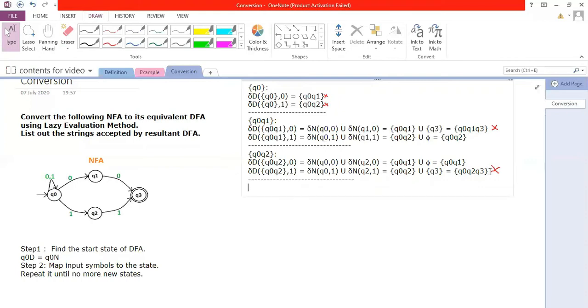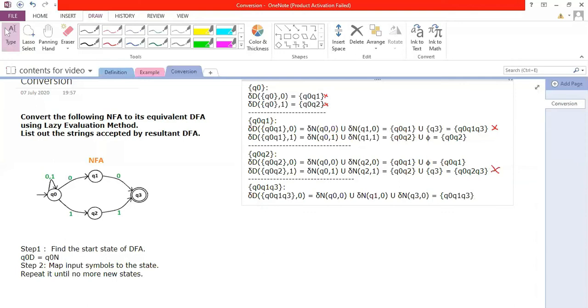Now check the next state. The next state we left out, a new state, would be Q0, Q1, Q3. Now we try to add Q0, Q1, Q3 with 0. So again it is different: Q0 with 0, Q1 with 0, union Q3 with 0. Let me write the answer now. What is Q0 with 0? Q0 with 0 is Q0, Q1. Q1 with 0 is Q3. Q3 with 0 is null. So this is the answer.